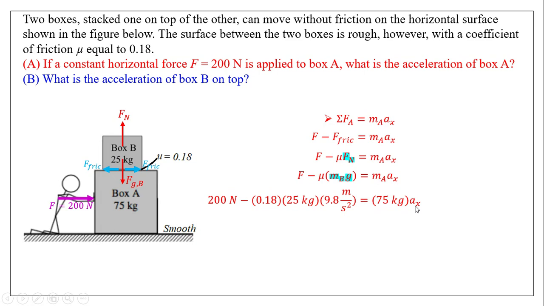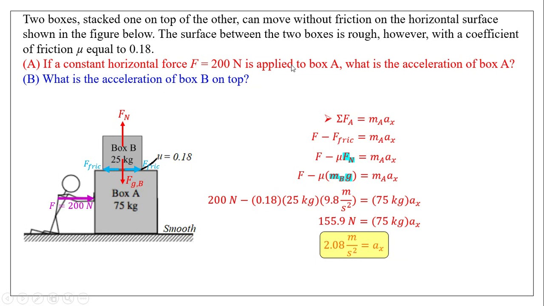If we simplify this on our calculator, on the left side you would get about 155.9, and the right side stays the same. To solve for a_x, we just divide both sides by 75, so 155.9 divided by 75 kilograms would be 2.08 meters per second squared. So the acceleration in this case would just be 2.08 meters per second squared.